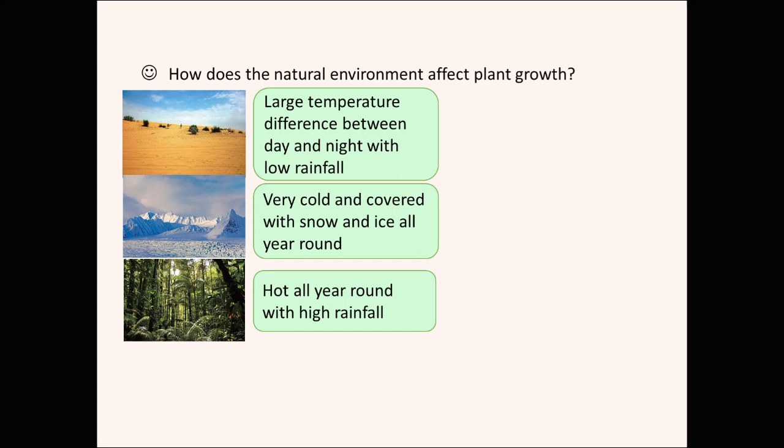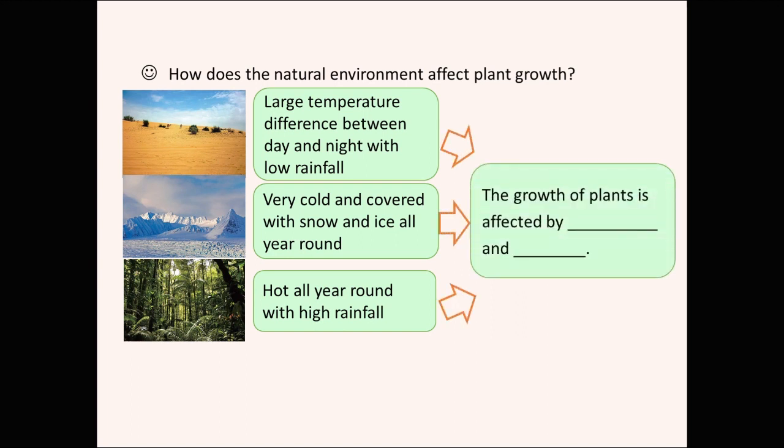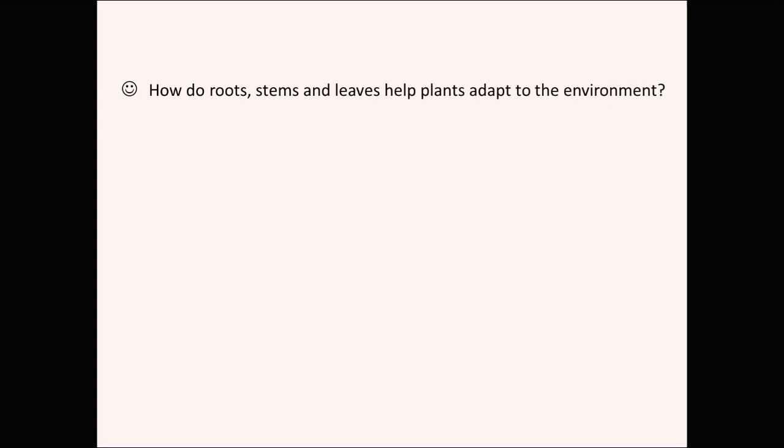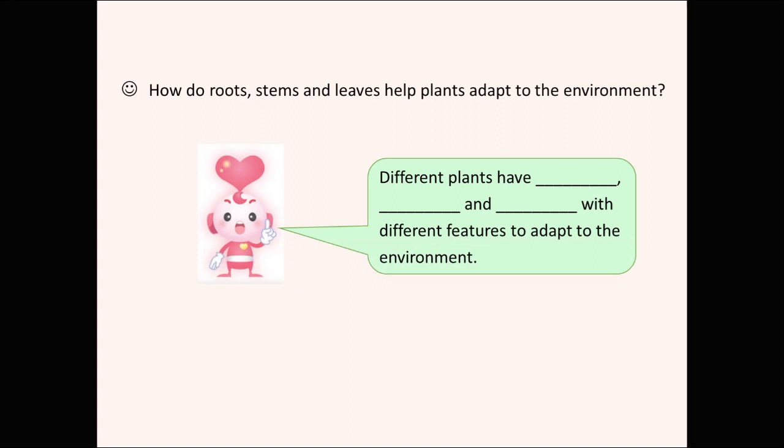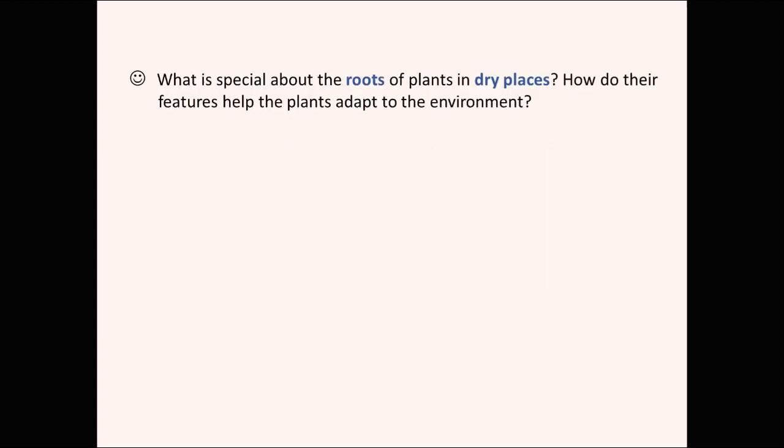So let's have a quick conclusion. How does the natural environment affect the plant growth? Actually, the growth of plants is affected by 2 things. First, the temperature. Second, the amount of rainfall. Therefore, to adapt to different environments, plants will have different kinds of roots, stems, and leaves to help them adapt to the environment. First of all, what is special about the roots of the plants in dry places?